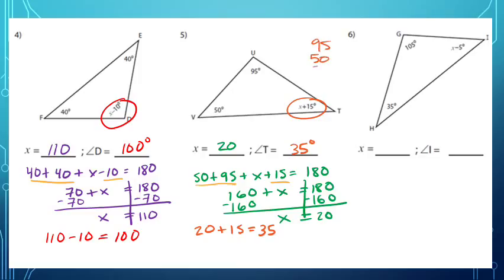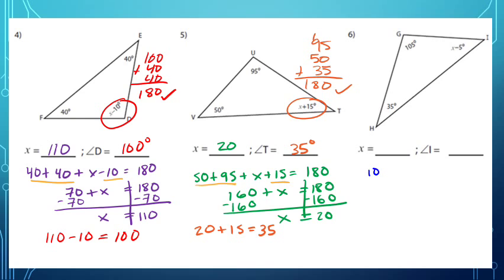95 plus 50 plus 35 would give us 180. Same thing over here with the one before. 100 plus 40 plus 40 would also give us 180. So make sure you're also doing that step as you go, just to check and make sure you're on the right track. And finally, this is our last one.